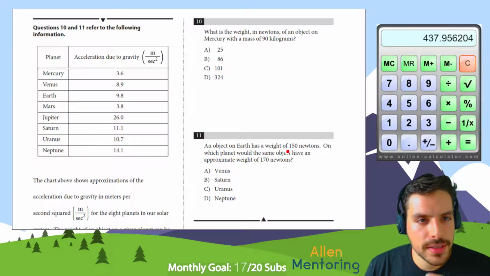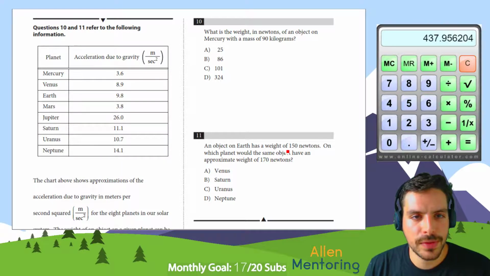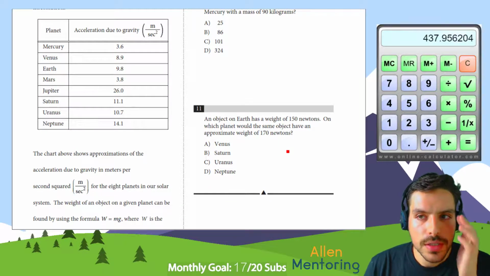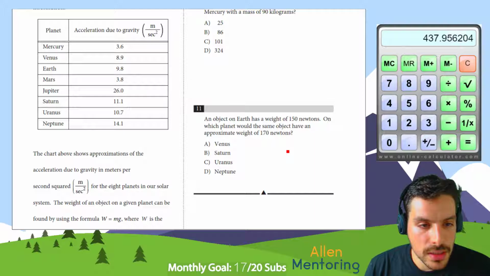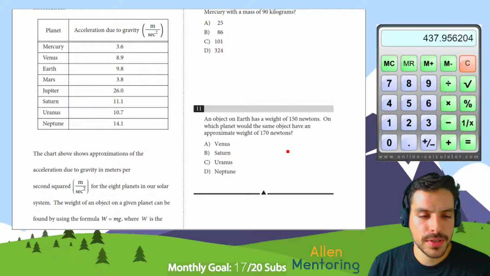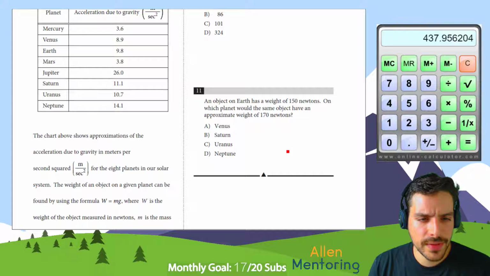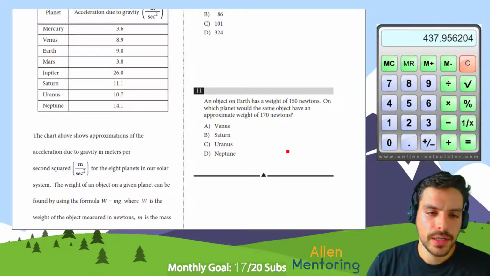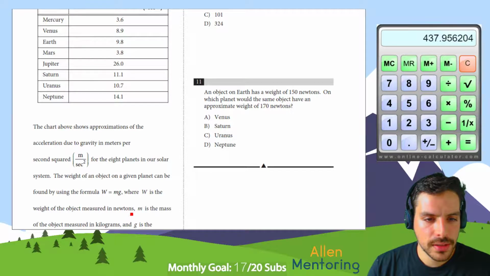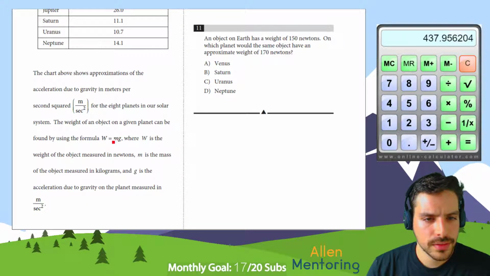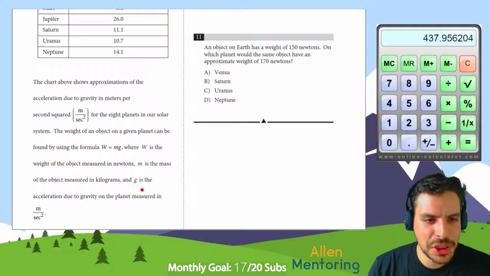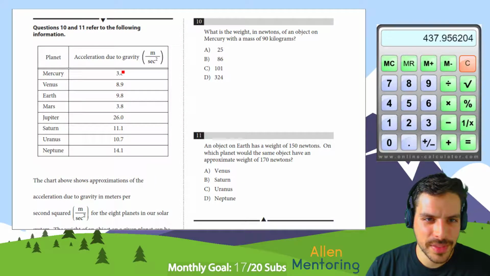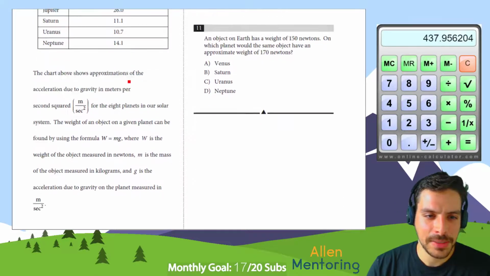All right, number 10. This is planets and acceleration due to gravity. The chart above shows approximations of acceleration due to gravity in meters per second squared for the 8 planets in our solar system. The weight of an object on a given planet can be found by the formula W is equal to mg. Okay, so far so good. G is the acceleration due to gravity, so these are the G terms here. All of these are representing G.